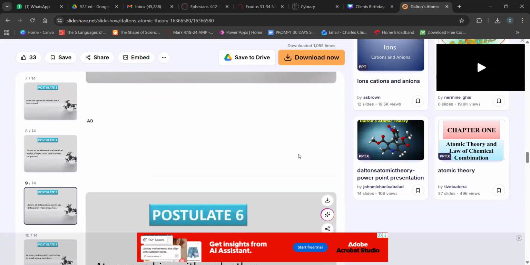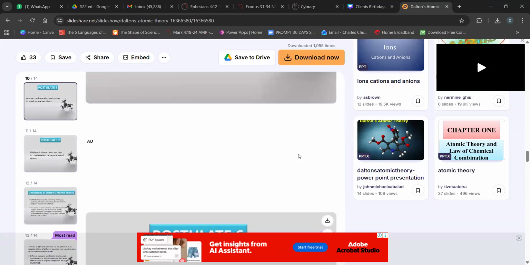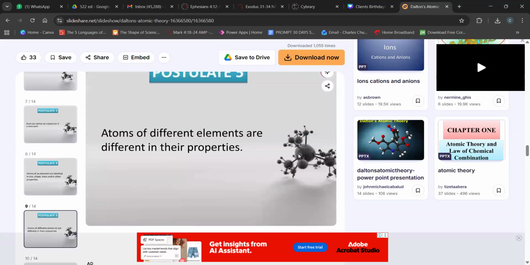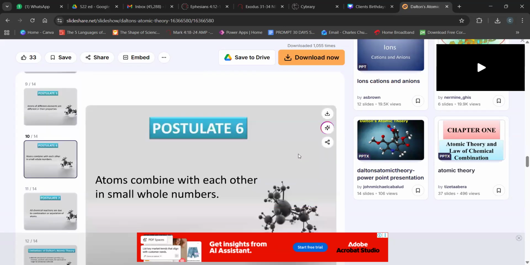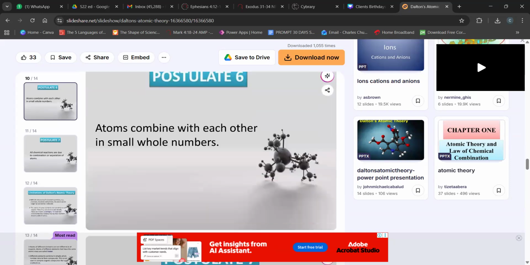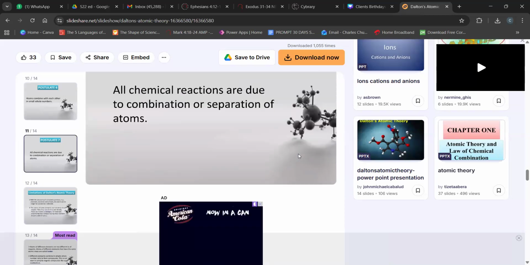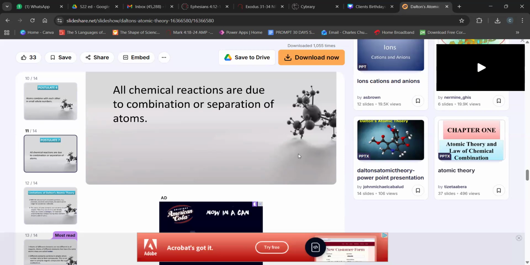Now, we would also see that some different elements have similar properties. Okay, yes, similar properties. And then atoms combine with each other in small whole numbers. And then all chemical reactions are due to a combination or separation of atoms.